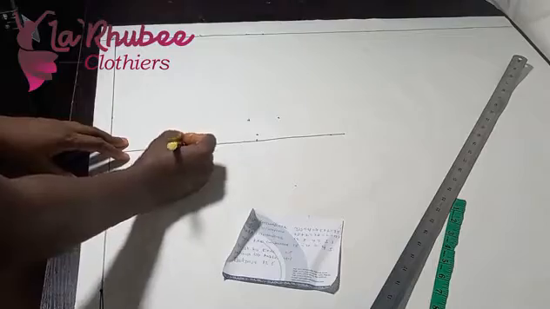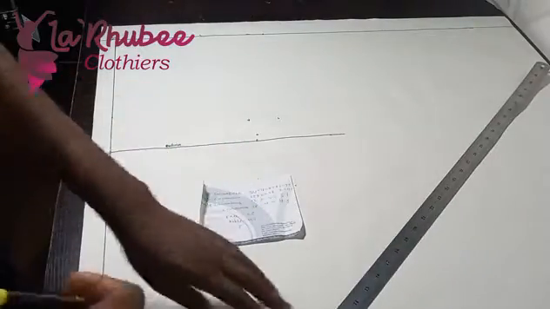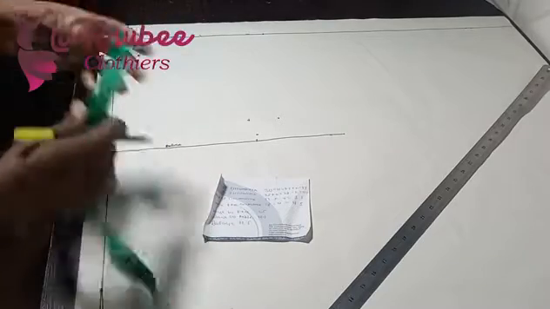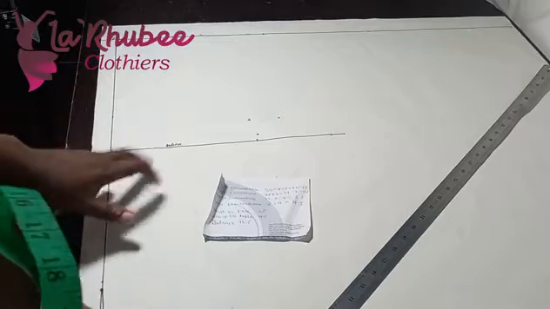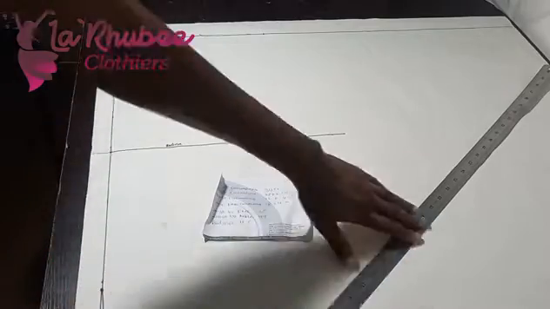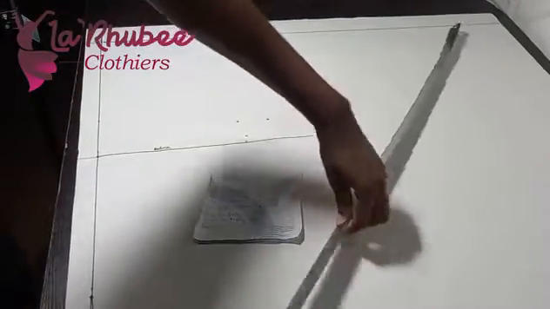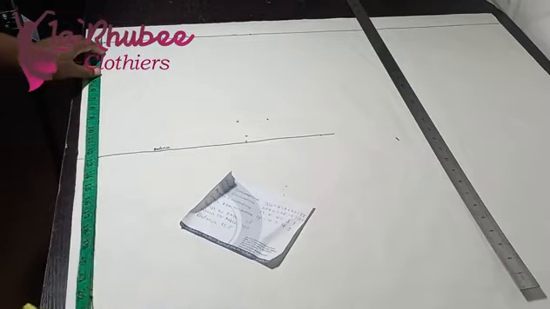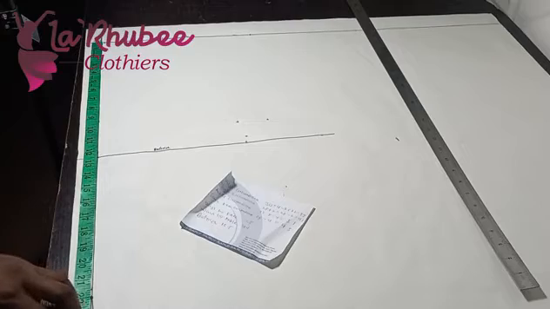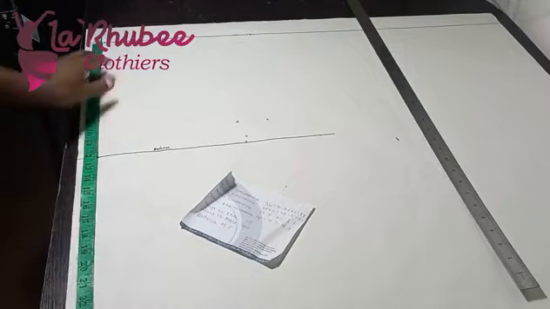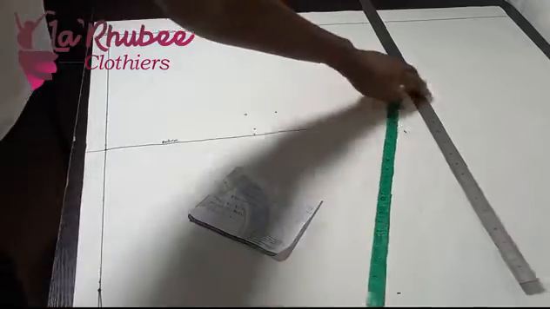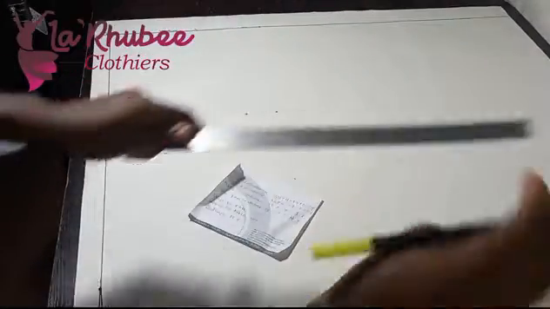Body rise. I'll mark my waist to knee. So this is our waistline. This is the body rise, and then I'll mark my waist to knee. My measurement is 25. So from here, I'll mark my 25. Then I'll also connect with a ruler.